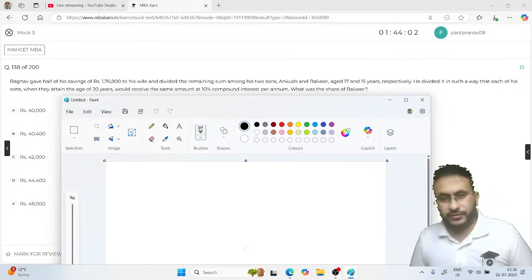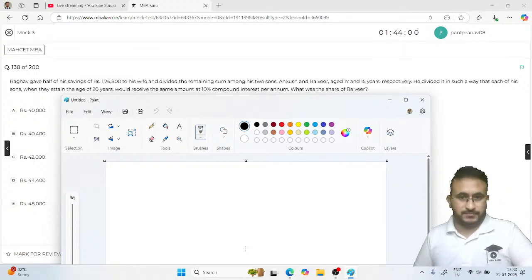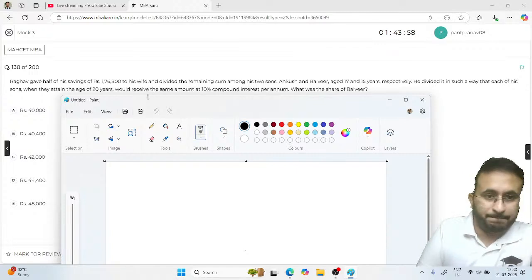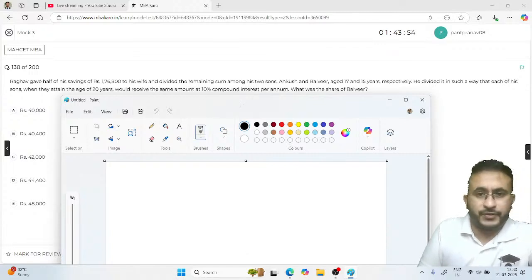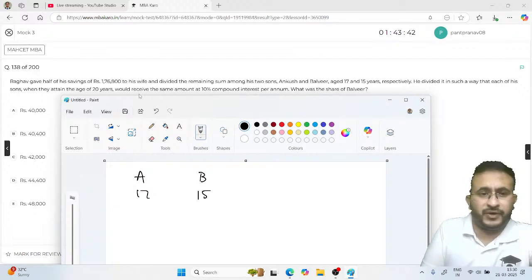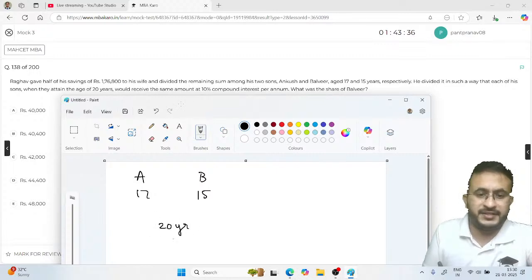Okay, now how do we do this question? Now see this thing. This is a compound interest based question. So forget how much is the property. Let us look at the division part. So Ankush and Balbir. Ankush is 17 years, Balbir is 15 years, right? Now what is happening is when they become 20 years, they will receive the same amount. At 20 years the amount should be the same.